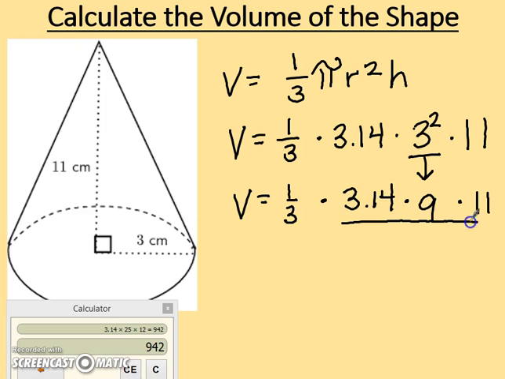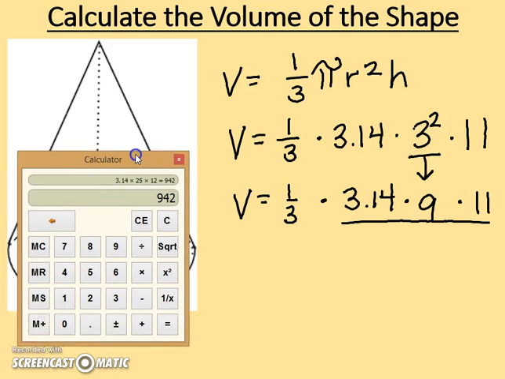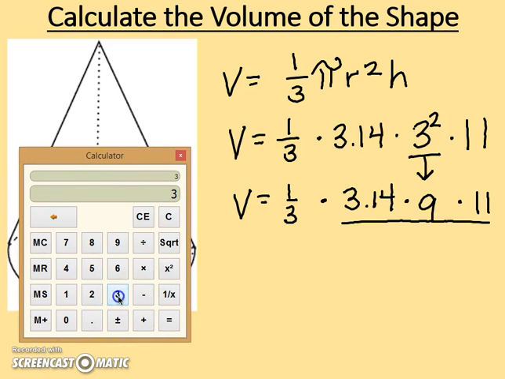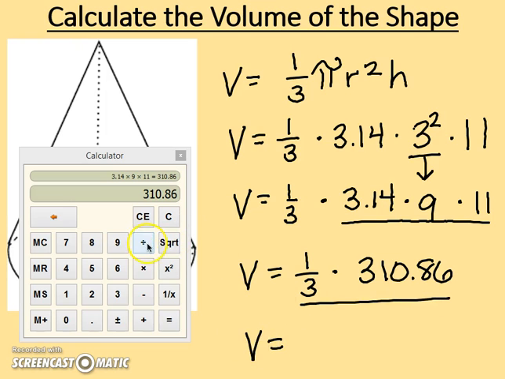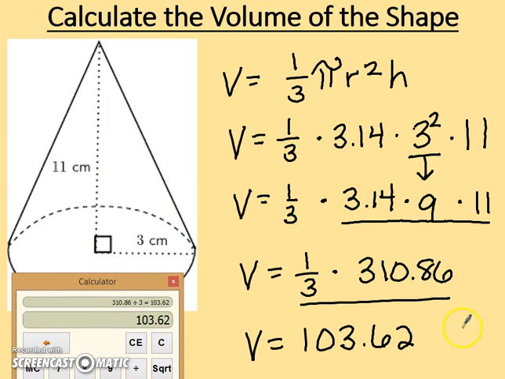Personally, I like to do this multiplication first. Since all multiplication is commutative, you can do it in any order. I'm going to go ahead and do these three first, and then to do the 1/3, we'll divide it by 3. So 3.14 times 9 times 11 equals 310.86. So volume equals 1/3 times 310.86. Now multiply 1/3 times that by dividing this by 3, and we get 103.62, and that would be cubic centimeters once again.